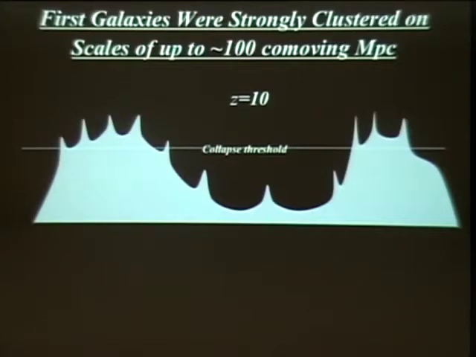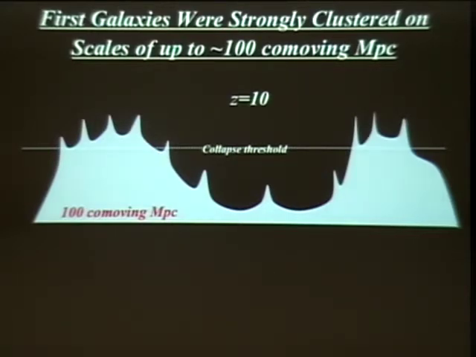And that has an important consequence, that in fact, galaxies should be very clustered early on and less clustered as time goes on later. But if you calculate the scale over which you expect them to be clustered, you find that it's very large. It's of order 100 co-moving megaparsecs, even at redshift 10.